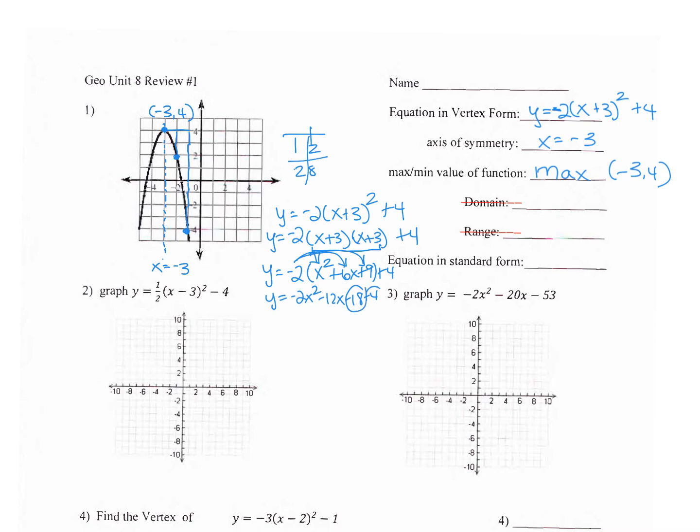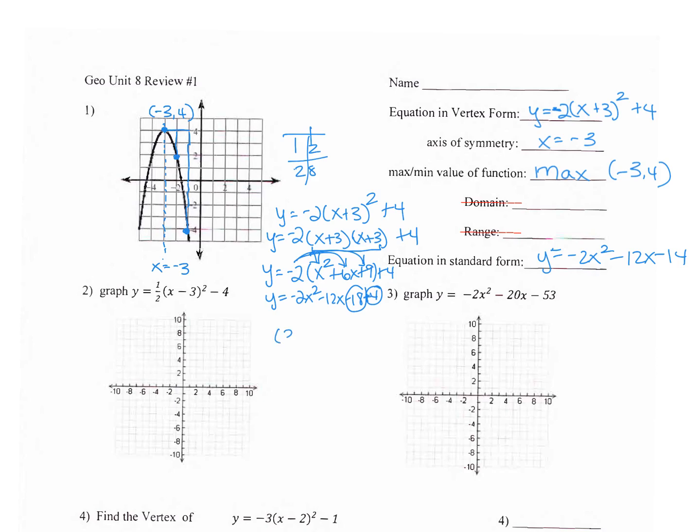And this minus 18 and this plus 4, this is what I do at the end because the plus 4 was at the end. Now by PEMDAS, I've done parentheses, exponents, multiplication, division. Now I can do my addition, subtraction. So this is a minus 18 plus my 4. So I'm going to get y equals -2x squared minus 12x minus 14 when I combine that -18 and that plus 4. So now let's graph number 2.